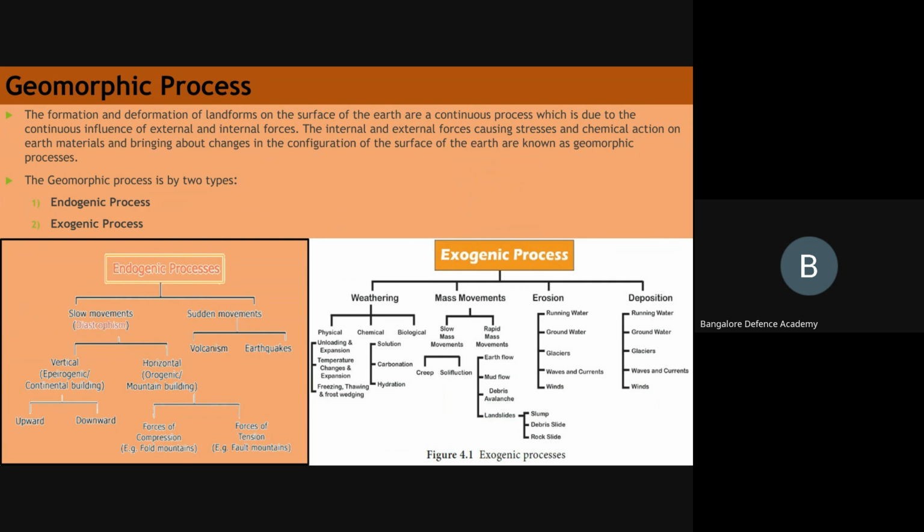The next one is called erosion. What is erosion? Now the rock got weathered. Now something is required to erode the rock. What are those? These are called erosional agents. Either it can be running water, groundwater, wind, glaciers, or waves and tides. These are all erosional agents.